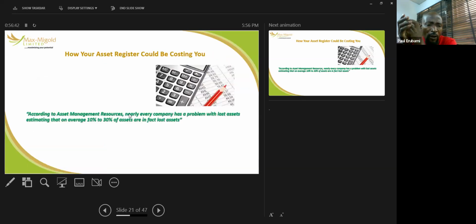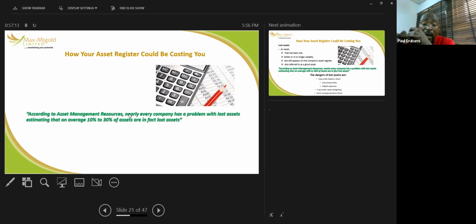Like I mentioned earlier, your asset register could be costing you if the record is not up to date and you are not keeping a close eye on your assets. According to asset management resources, nearly every company has a problem with lost assets, estimating that on average 10 to 30% of assets are in fact lost. It's very, very true.